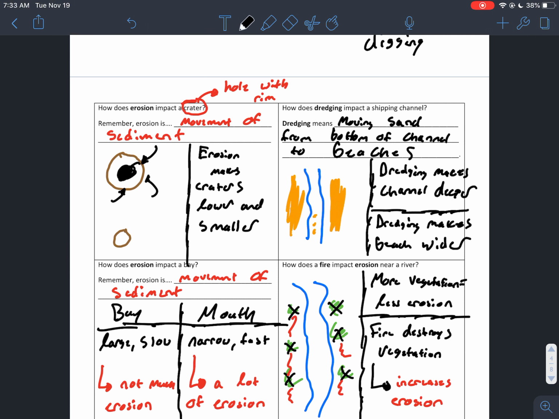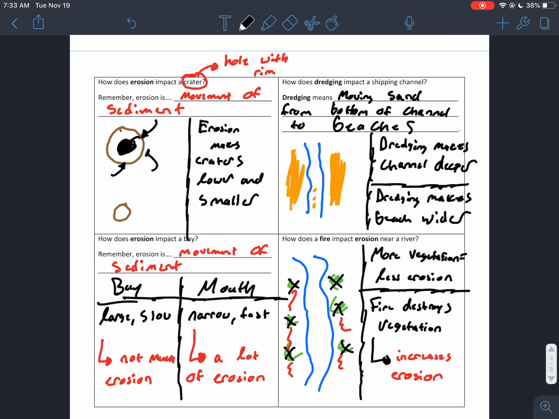All right. Dredging is that process of moving sand from the bottom of a channel to the beaches so ships can get through. Because if they don't dredge the channel, eventually it's going to get all filled in through erosion and then ships can't go through it anymore.